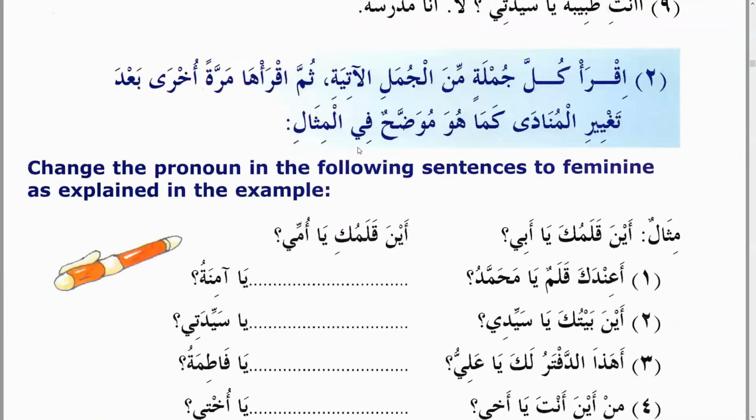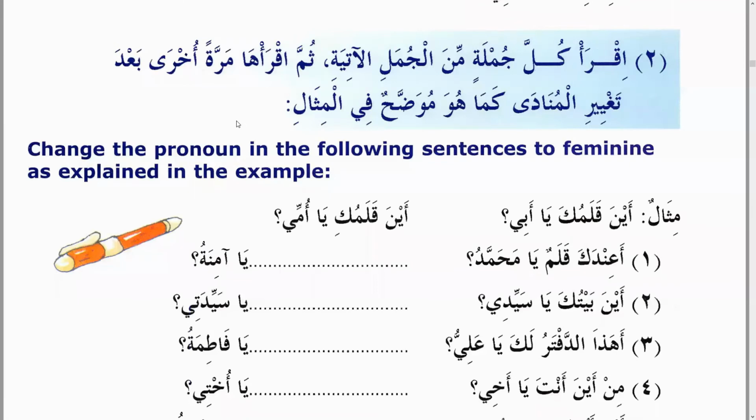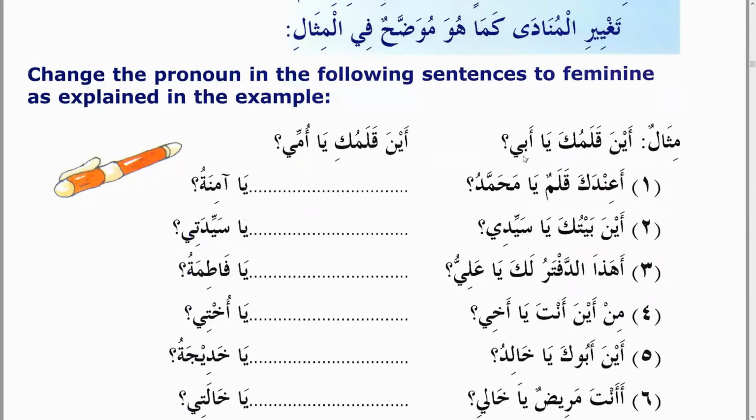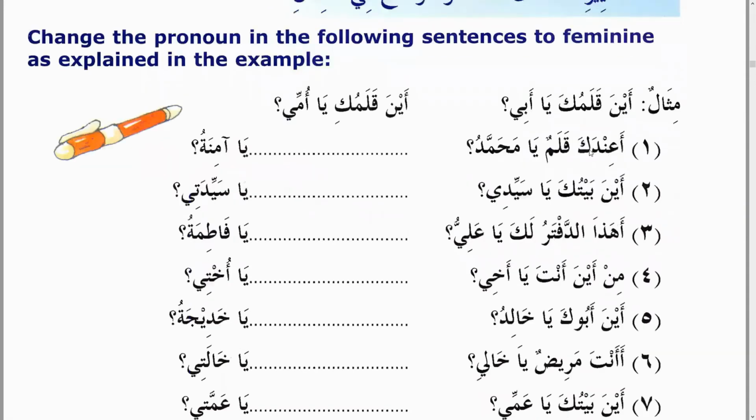The second exercise is iqra kulla jumlatin min al-jumla. Change the pronoun in the following sentences to feminine. For example, aina qalamuka ya abi. So we should change it to feminine: aina qalamuki ya ummi. So instead of saying abi, you have to say ummi, and instead of ka, we say ki. This gives us good practice of ka and ki.